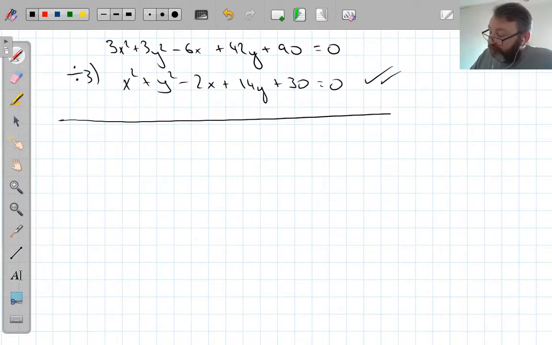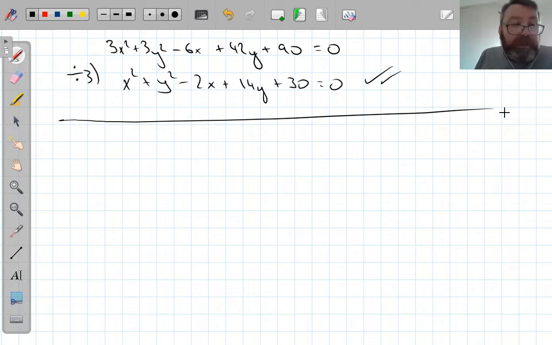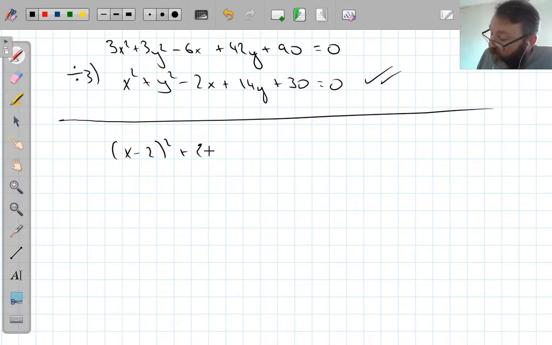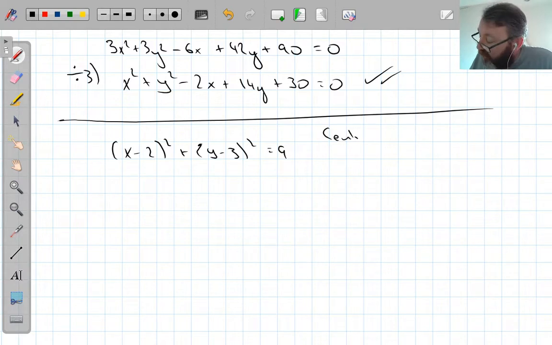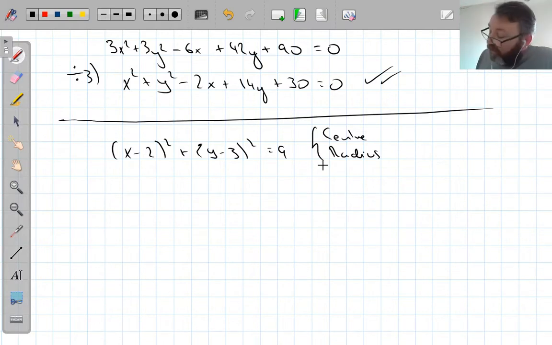Now, question 12, a circle has equation x minus 2 to be squared plus y minus 3 to be squared is equal to 9. Now, before I go any further, because it's given to me in this form here, I know its center and I know its radius. And I always write them down. If you can write them down, write them down. The center is 2, 3.